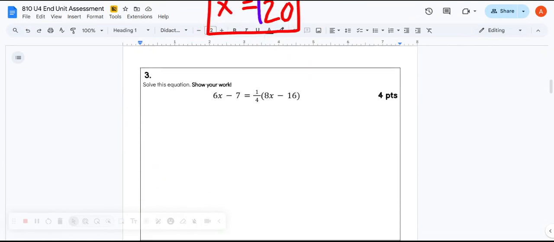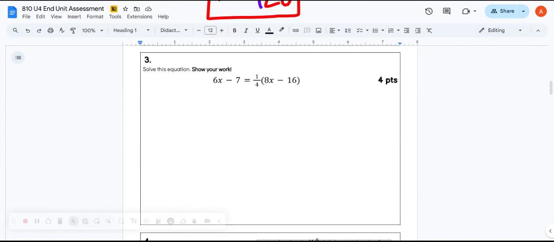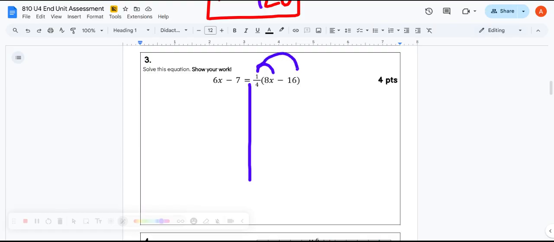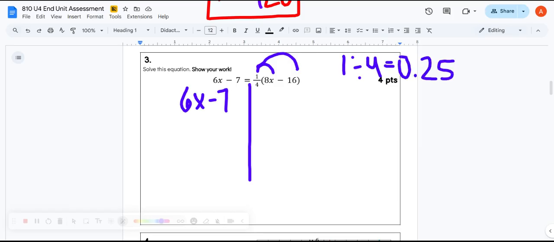On to number 3. Ooh, another fun equation. Now with this equation, I have the same idea. I see parentheses with a number outside of it. And this time it is a fraction, but the same thing I have to do is distribute it. And hey, we know fractions sometimes can be challenging for us, so why don't we make our life easier? And let's change that fraction into a decimal. So in your calculator, divide 1 divided by 4, and I'll get 0.25 as its decimal. So now I can use that calculator to properly distribute to the numbers in the parentheses.